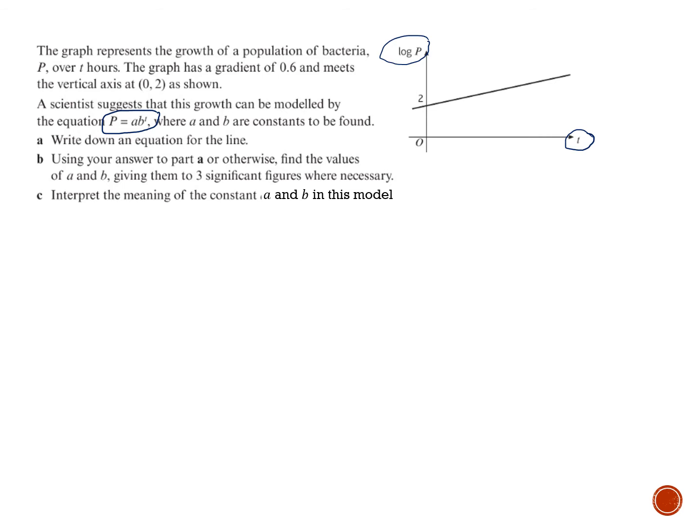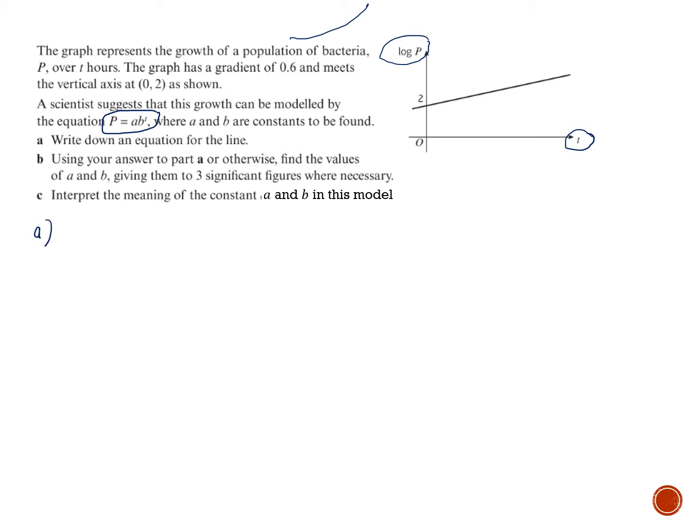So what we want to do is use this graph and the information that we've got in the top of the question as well to work out what the values of A and B are, and then to interpret what they mean. The graph represents the growth of a population of bacteria, so we would expect that to be exponential growth. So if we did plot P against T, we would get our exponential function graph, okay? But because we've plotted log P against T, we've got a straight line.